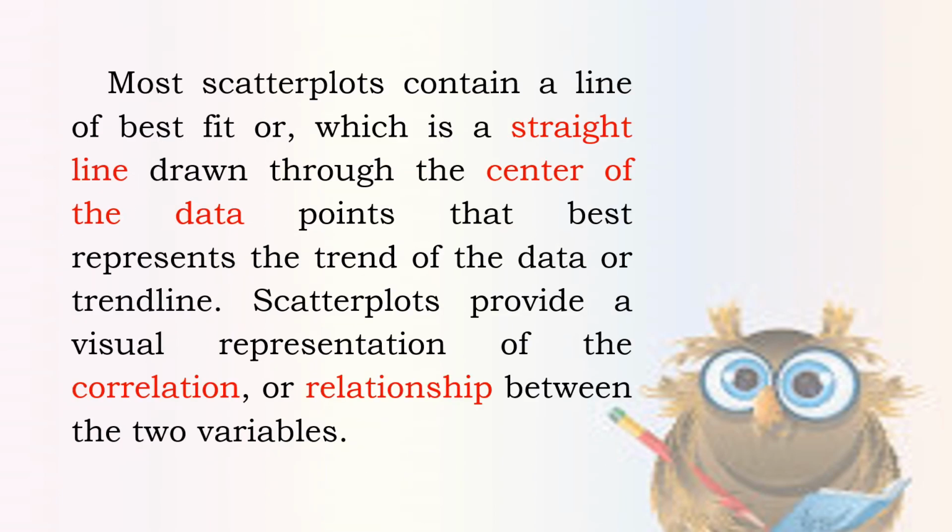Most scatter plots contain a line of best fit, which is a straight line drawn through the center of the data points that best represents the trend of the data, or trend line. Later on, you will see different types of scatter plots. Scatter plots provide a visual representation of the correlation, or the relationship between the two variables.